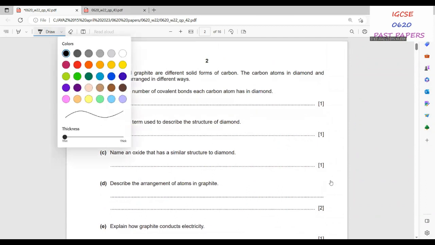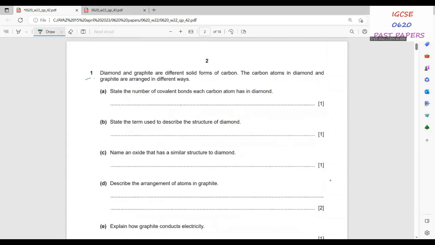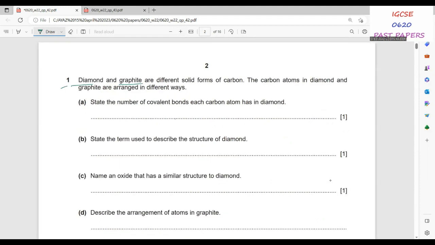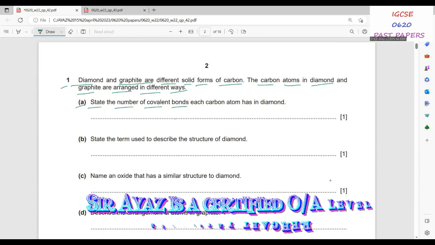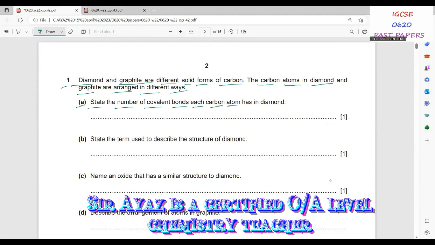Question number 1. Diamond and graphite are different solid forms of carbon. The carbon atoms in diamond and graphite are arranged in different ways. A. State the number of covalent bonds each carbon atom has in diamond. I am drawing the structure of diamond. This is a small part of diamond. You see, each carbon is attached to 4 other carbon atoms. So you write 4 here.